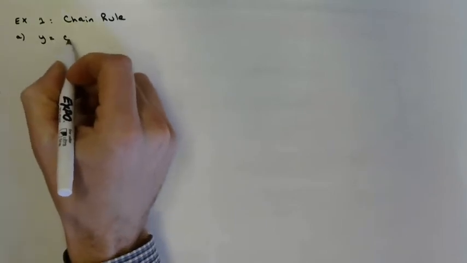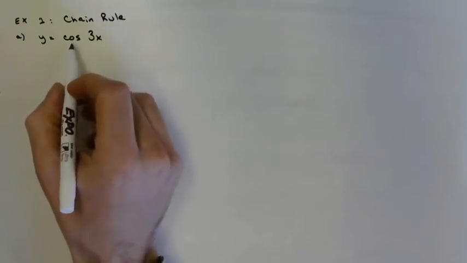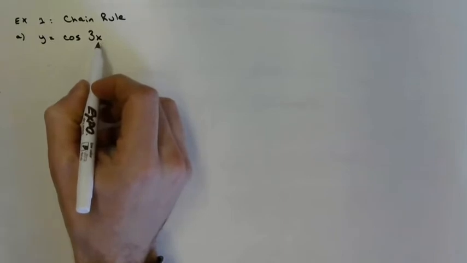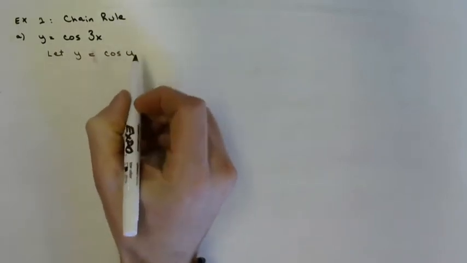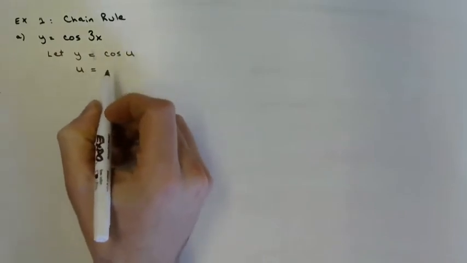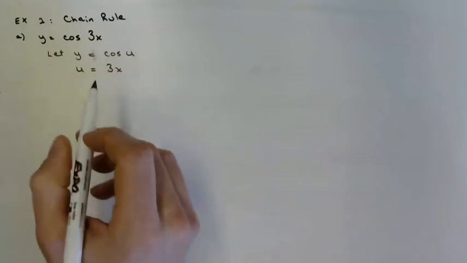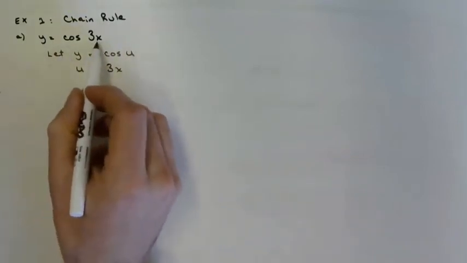Example 1. Chain rule. All right, we're going to find the derivative with respect to x of y equals the cosine of 3x, and there are just two examples, two different problems here. So in the first one, what do we see? We see really two functions. We have the cosine of x, and we have 3x. So if we let y equal the cosine of u, and then we let u be 3x, now we have two functions. We have the function u inside the function y.